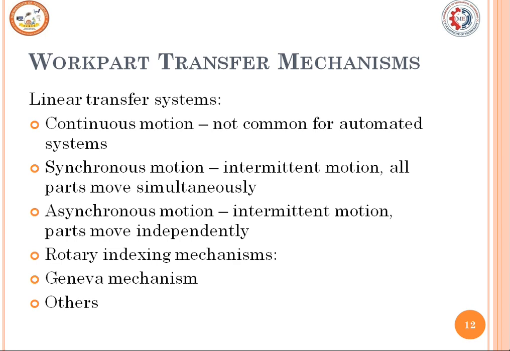If it is asynchronous, the motion itself is intermittent. All the parts will move simultaneously, as required to be executed with the process operation. Asynchronous motion means intermittent motion, where parts move independently. If it is a rotary index mechanism, we are going to use the Geneva mechanism, where parts are passed in a circular fashion. Like this, other types of work transfer mechanisms are available.